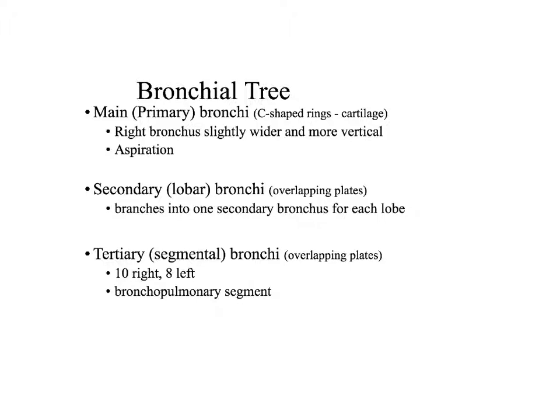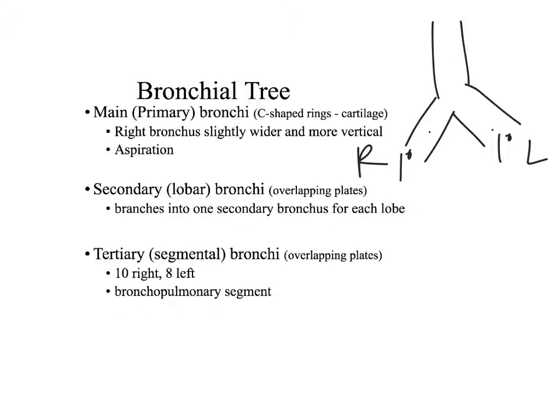Now, the trachea comes down, right? It splits, and when it splits, these are the primary bronchi. I just write them like this, primary. So there's a right and a left primary bronchus. The right one is slightly wider and more vertical, so it's going more like this. If you aspirate something, it's more likely to go to the right bronchus than to the left.